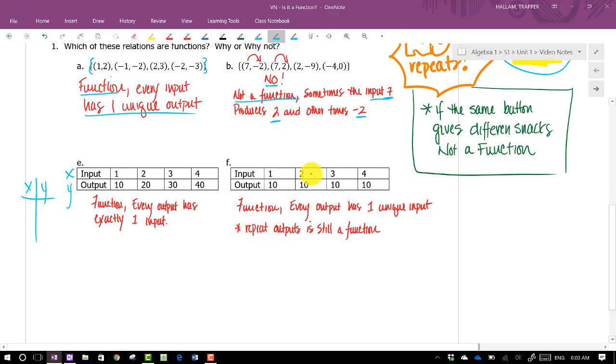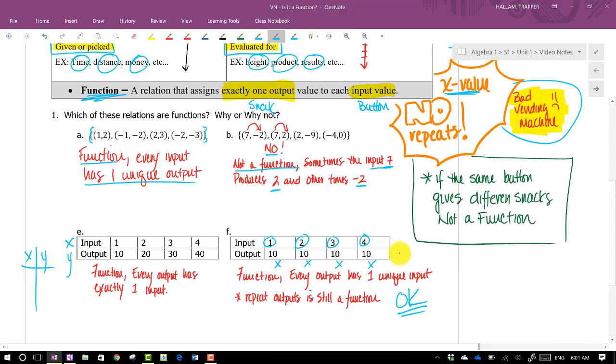And again, let's check this one. 1 to 10, 2 to 10, 3 to 10, 4 to 10. You're like, oh, wait up, Mr. Hallam. They're all 10. That's okay. It's just a really boring vending machine. So for every button I press, 1, 2, 3, or 4, I'm getting the same snack. I don't know what snack that is, but it's the same snack. So it's just all the spots in the vending machine have the same snack, and that's fine. This is okay. Students will get tricked by this. So they see that we said no repeats of x values, but we didn't say it wasn't a function if the y values, or the independent or the dependent variable, repeats. That's perfectly fine.